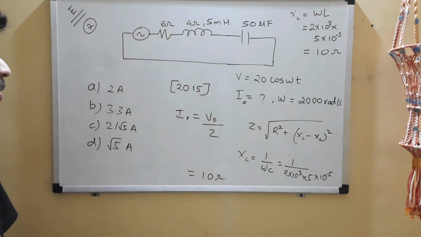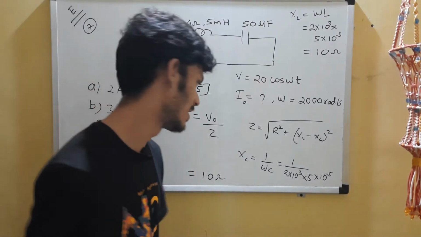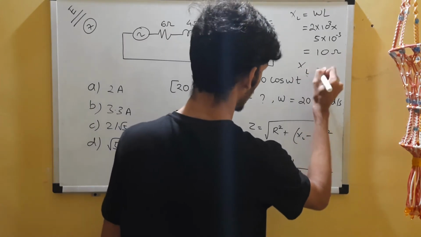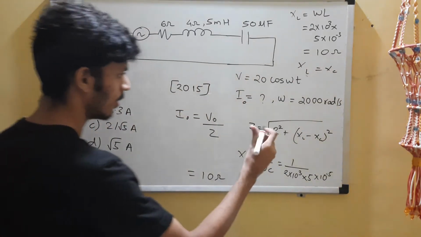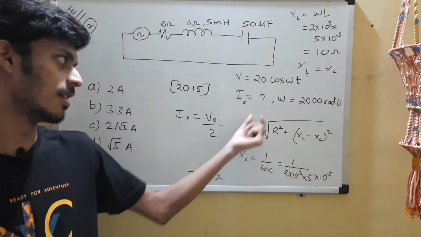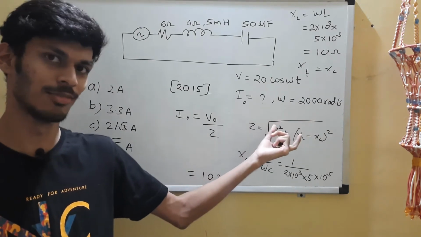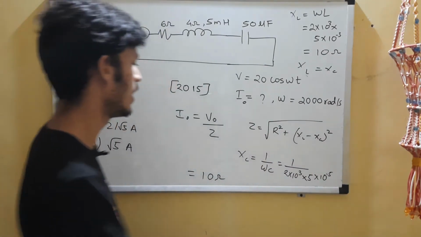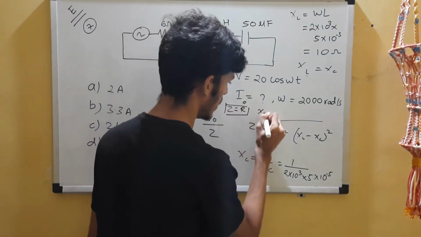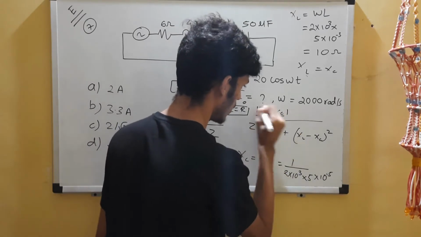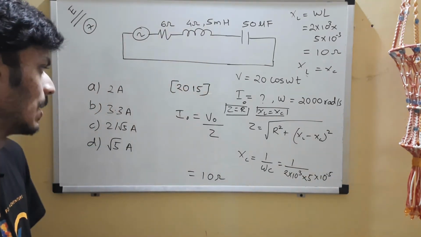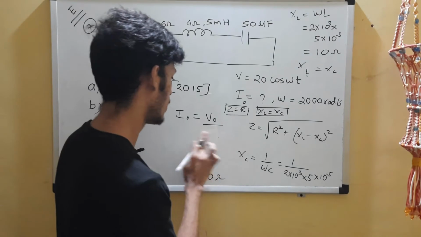Oh nice, so it is a case of resonance, right? XL is equal to XC. So the net impedance over here will be only R, only due to the resistance. XL is equal to XC, this term will be 0. So impedance is nothing but under root of R square, which is nothing but R. So in resonance, basically Z is equal to R. This is a specific case of resonance. They have chosen a good frequency over here. So in place of Z, you can directly substitute R.